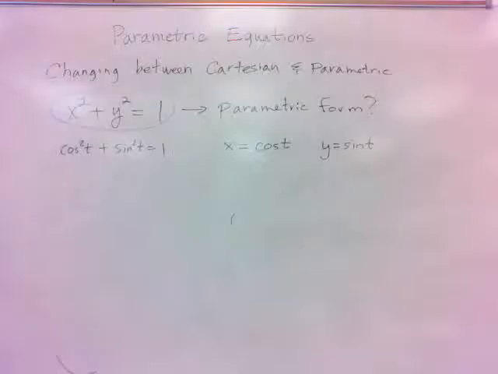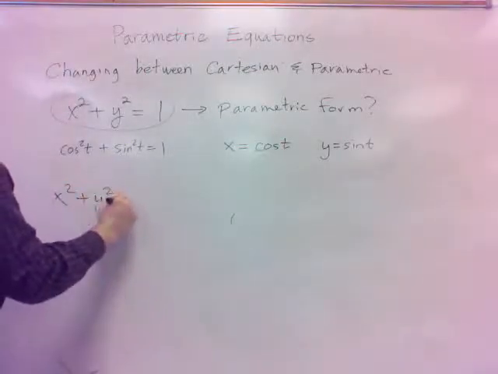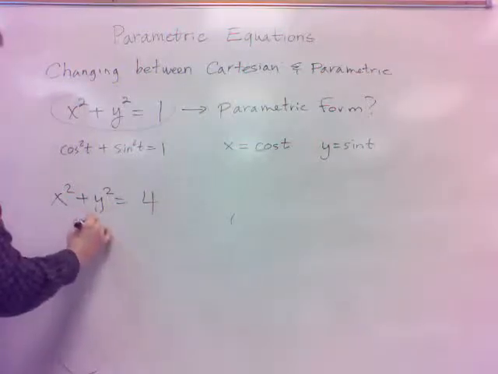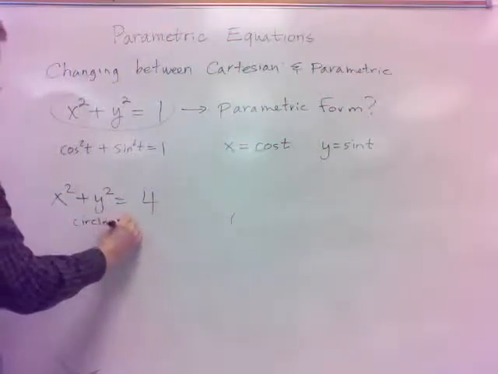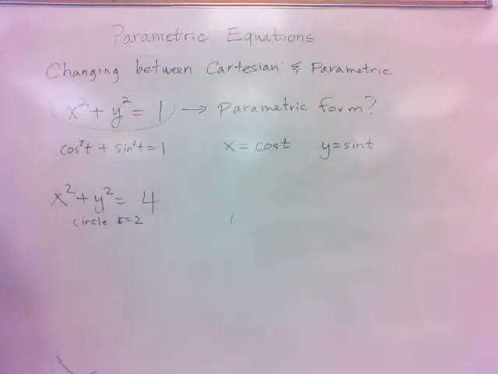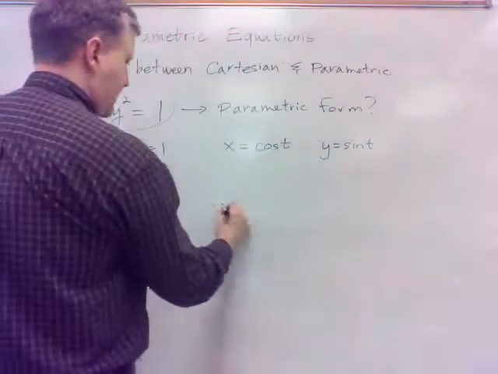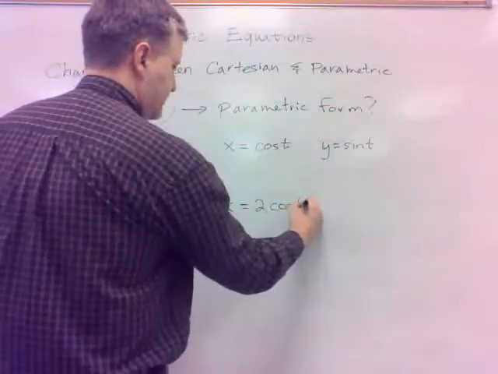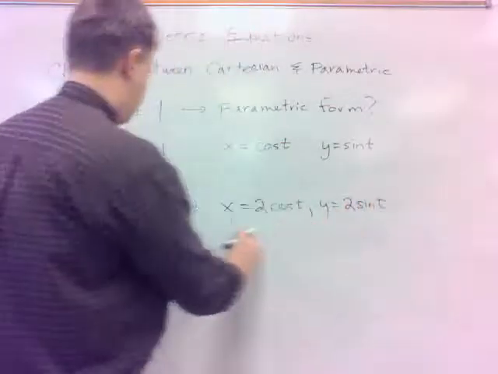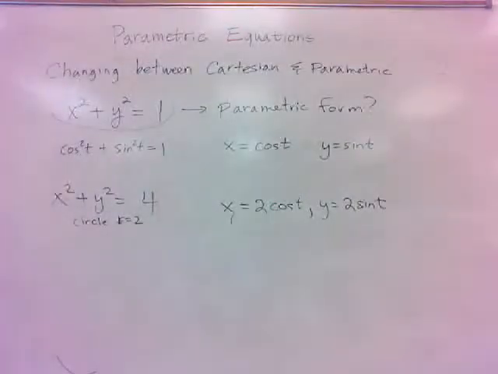How could I get, say, x squared plus y squared equals 4? Well, that's a circle radius 2. And so the way I get it there would be x equals 2 cosine t, y equals 2 sine t. Is the way you do that. So you just put your radius in front.